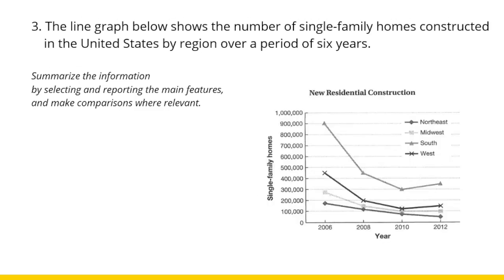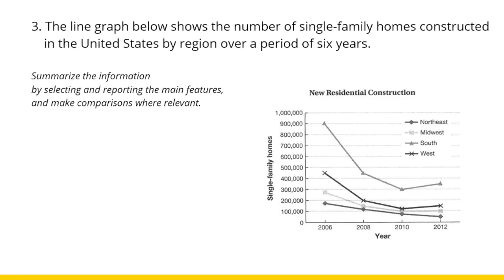Alright guys, so now we're going to discuss our third graphic, which is a line graph, and I'm sure you know why the name is a line graph. Well, I'm gonna tell you anyways. It's called a line graph because of the lines you see in this graphic, and these lines actually represent different places. So let's take a look at our topic and you'll have a better idea. So I'm going to read it. The line graph below shows the number of single-family homes constructed in the United States by region over a period of 6 years.